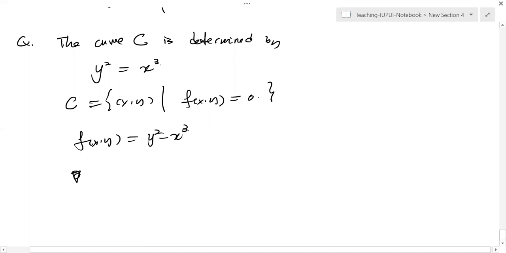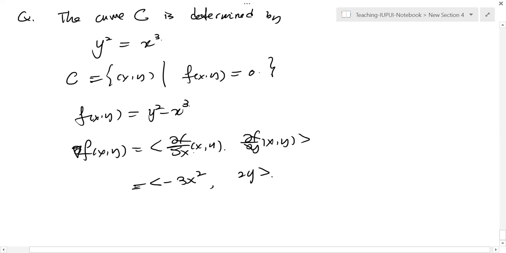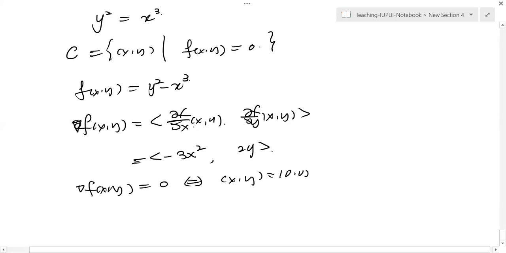So the gradient of f is going to be the partial derivatives: negative 3x squared, and 2y, okay? So clearly, this is zero if and only if x and y both are zero. Only at the origin is this going to be zero. So the origin is a trouble point, okay?